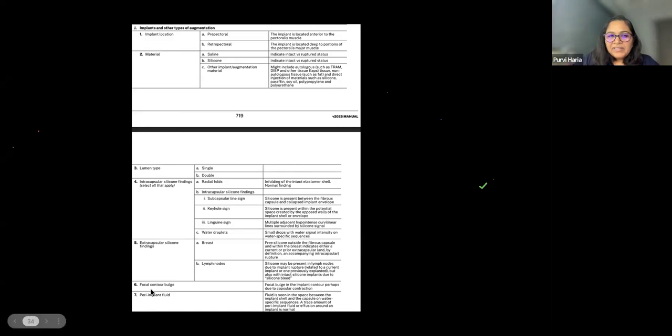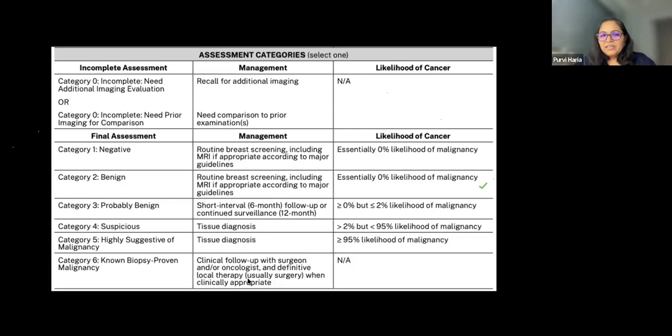Then the BI-RADS lexicon also has a section on how to interpret implants when the MR is done for the implant, and what kind of implant it is. This is an entirely different topic, and probably we won't be able to cover it today. But it mentions how you report an implant, and then in the end it talks about the assessment categories. After the scan, in the impression, we always write what kind of BI-RADS it is showing.